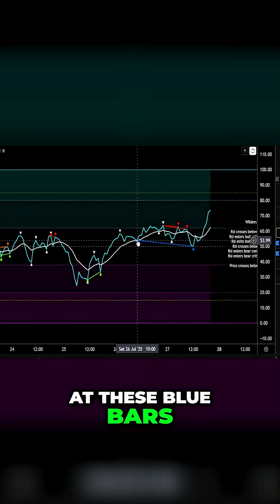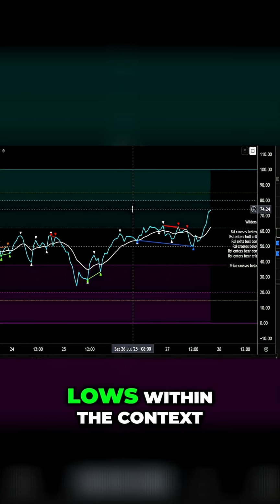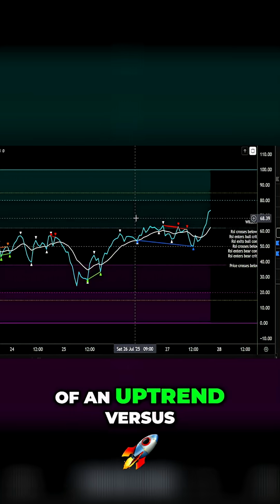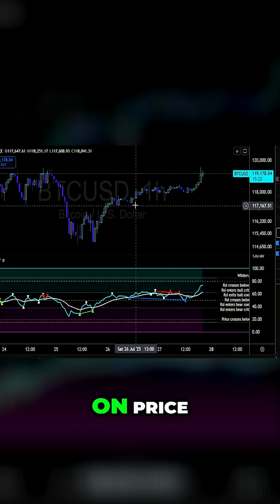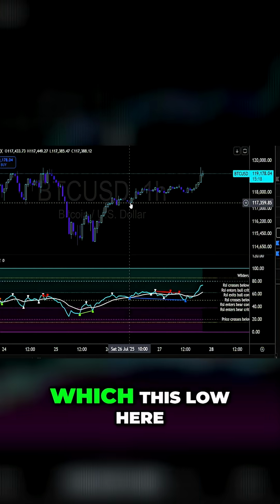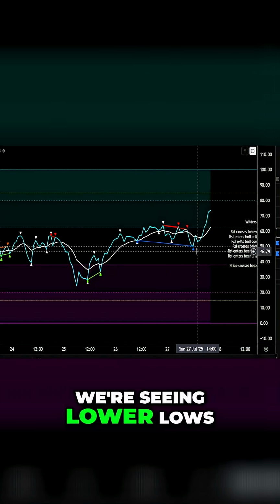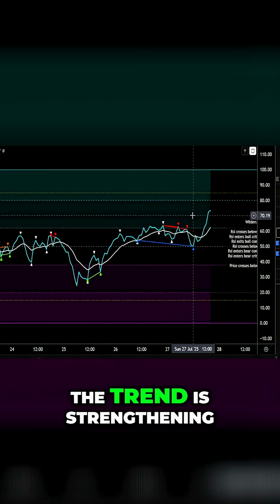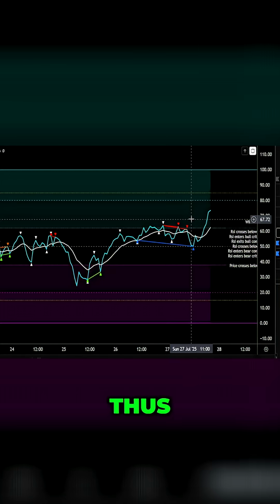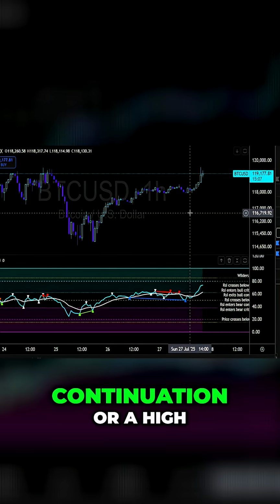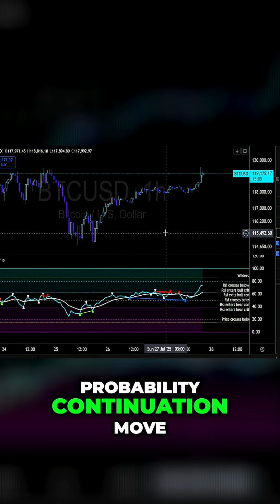And we're going to look at these blue bars, which relate two local lows within the context of an uptrend versus the RSI. Now, on price, these are higher lows, which this low here and this low here. On the RSI, we're seeing lower lows. Thus, the trend is strengthening to the upside. Thus, we look at likely continuation or a high probability continuation move.